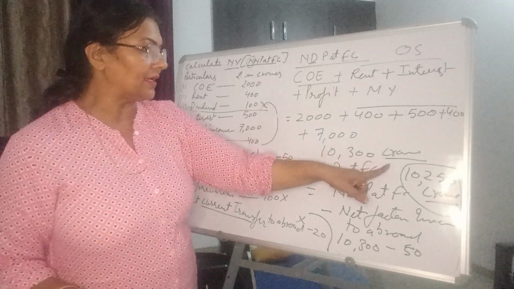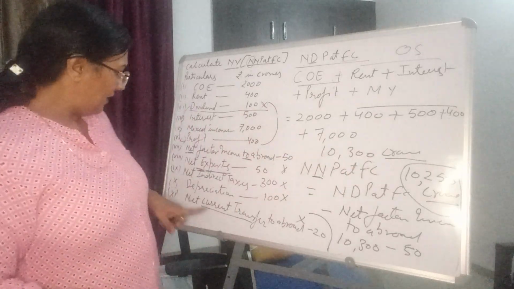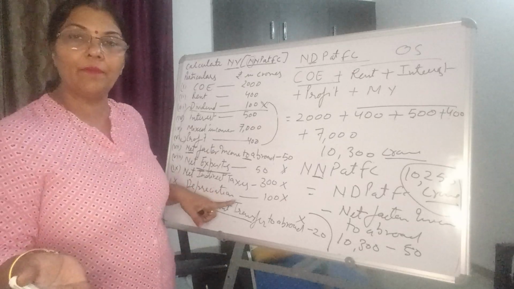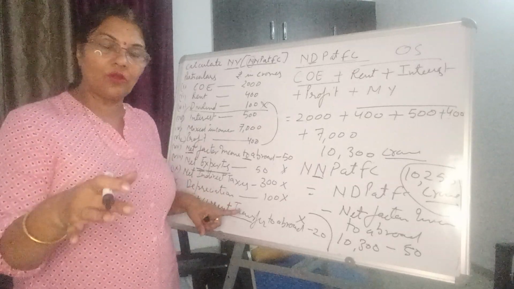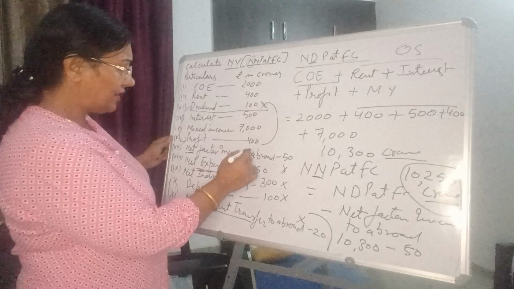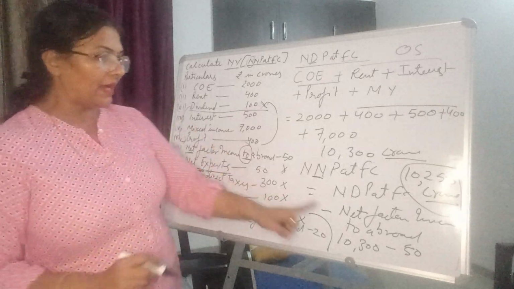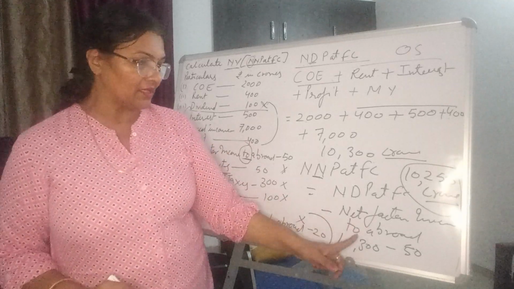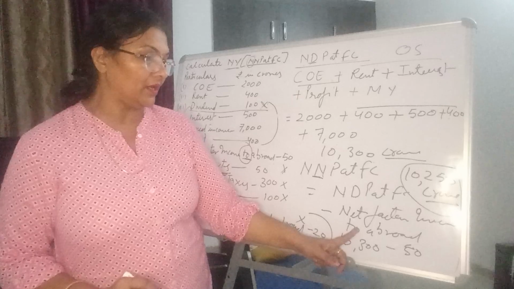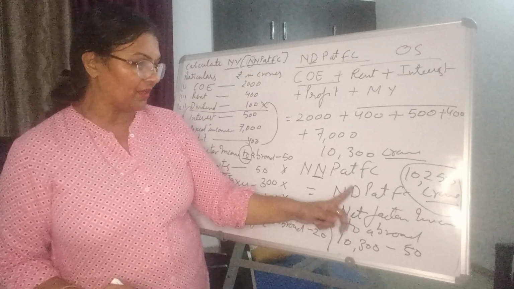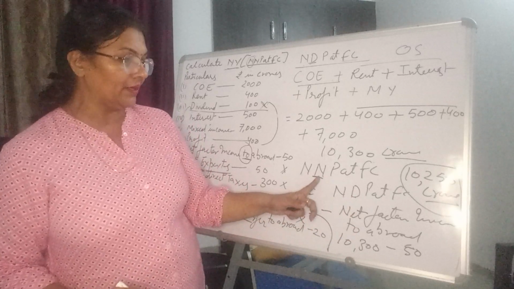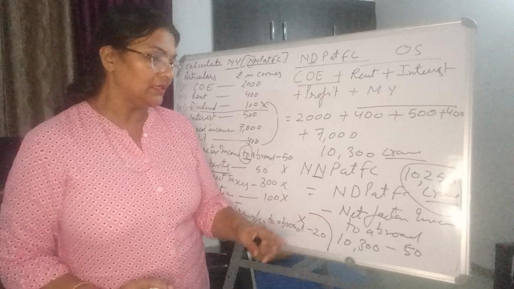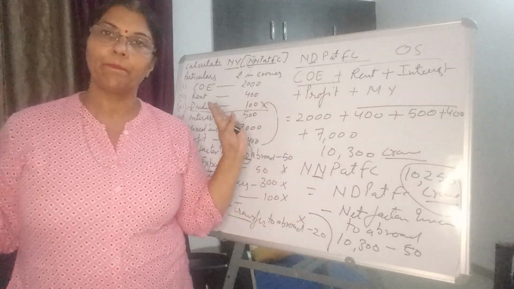This is NDP at FC. NDP at FC plus net factor income from abroad, right? But here we are given 2, so directly we will deduct it because it is a payment to abroad. It is included in domestic and not included in national, so we are supposed to deduct. Your answer will come, right?